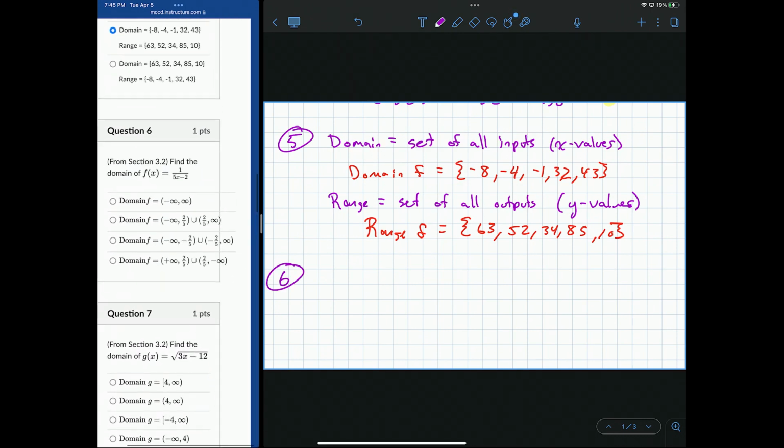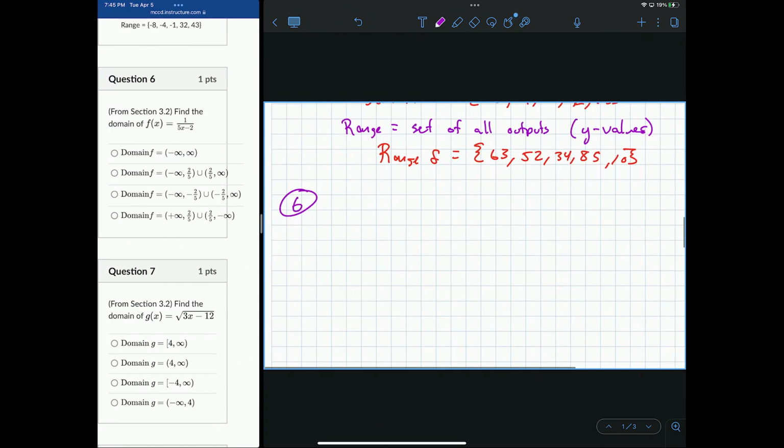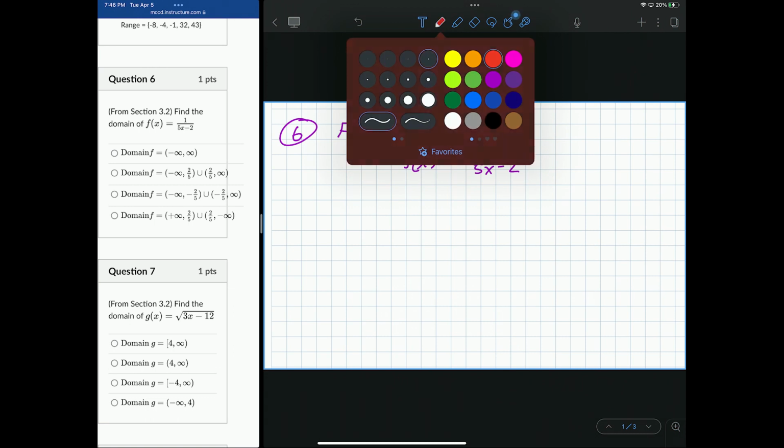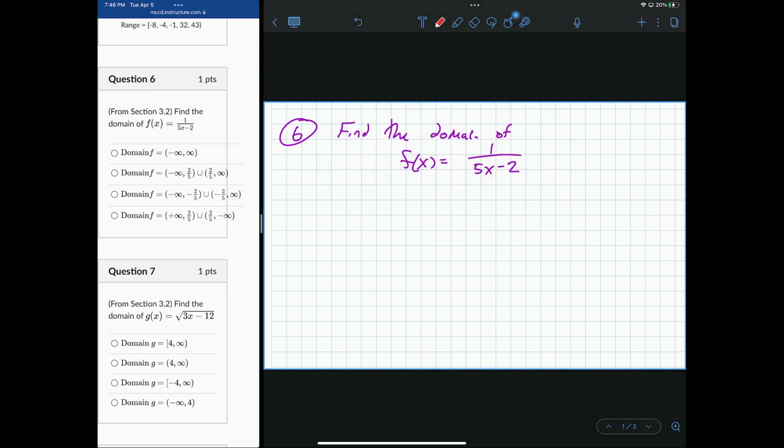Next one. Find the domain of f of x equals 1 over 5x minus 2. All right, how do you do that? The key to this one is to think about what is not allowed on a function, so we can leave those points out of the domain. So the domain is all numbers except ones that make a divide by 0 here.